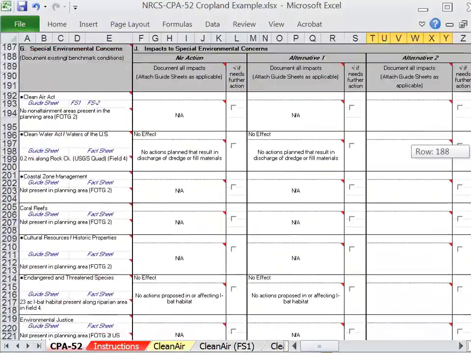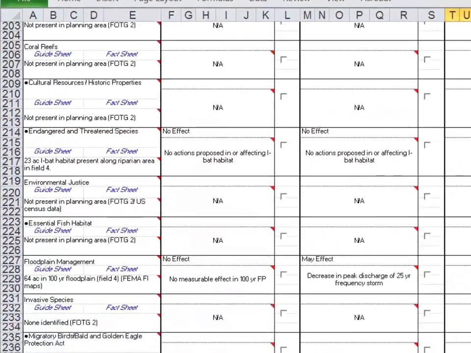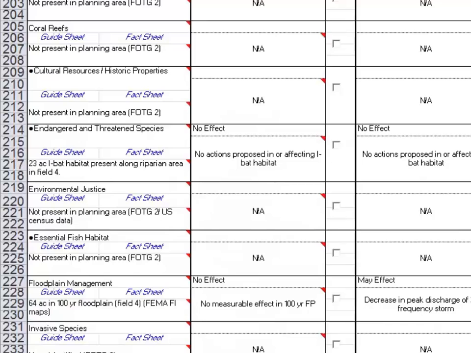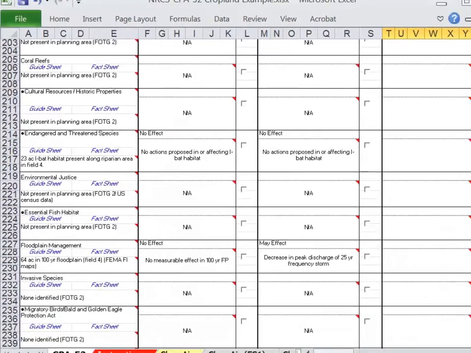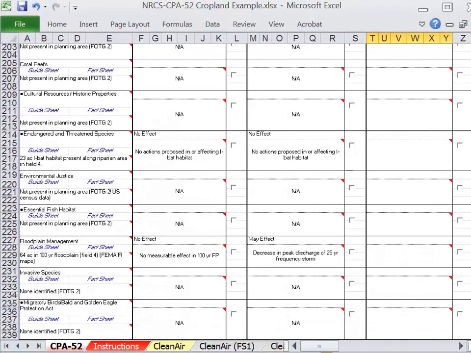In Section G, Special Environmental Concerns, Marie explored the guide and fact sheets and noted that although Indiana bat habitat was present, it would not be adversely impacted through the proposed practices and activities. Marie obtained information about the T&E species in her area through the Field Office Technical Guide.